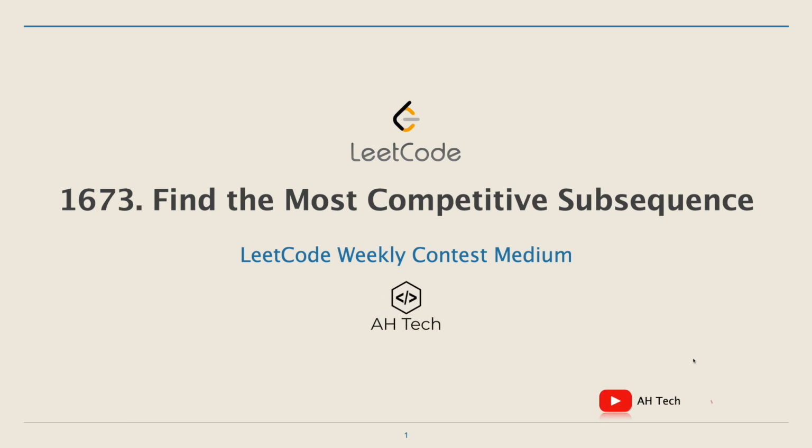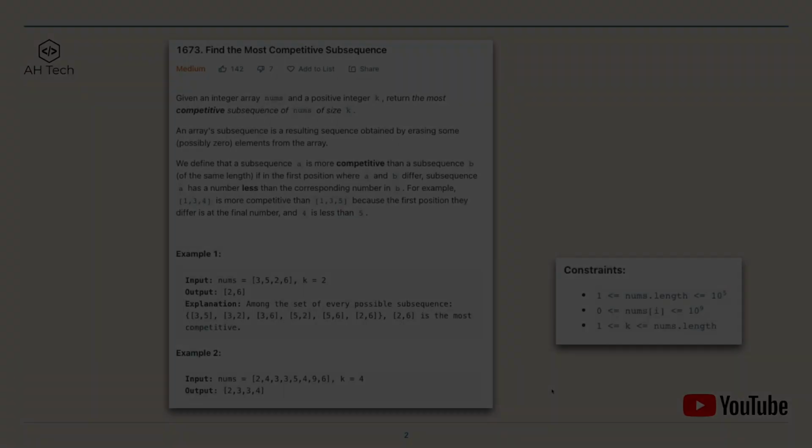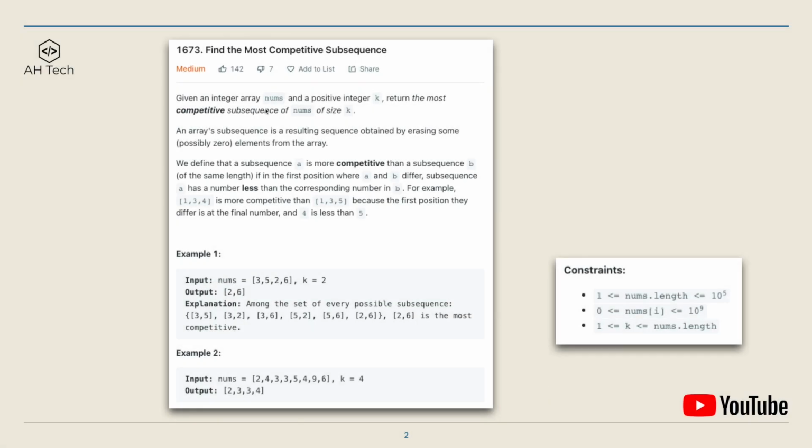Hi everyone, it's Albert. Today let's solve the medium question from the weekly contest, find the most competitive subsequence. The question statement: we are given an integer array nums and a positive integer k, and we have to find the most competitive subsequence of nums of size k.